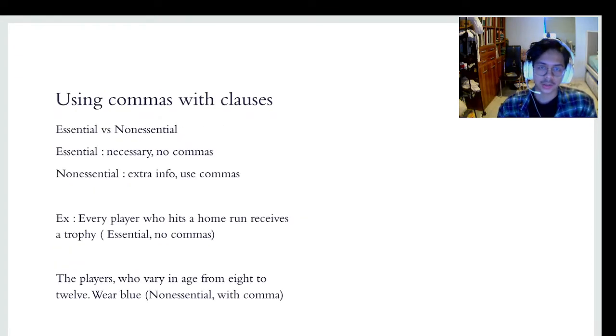So here's something to help you with clauses. We often use commas in our clauses. So there are essential and non-essential clauses. These two types are very different. The first one, essential, is necessary, so no commas. Non-essential uses extra info and uses commas. Example: every player who hits a home run receives a trophy. It's essential, with no commas. Second one, the players, who vary in age from 8 to 12, wear blue. It's non-essential, with commas.